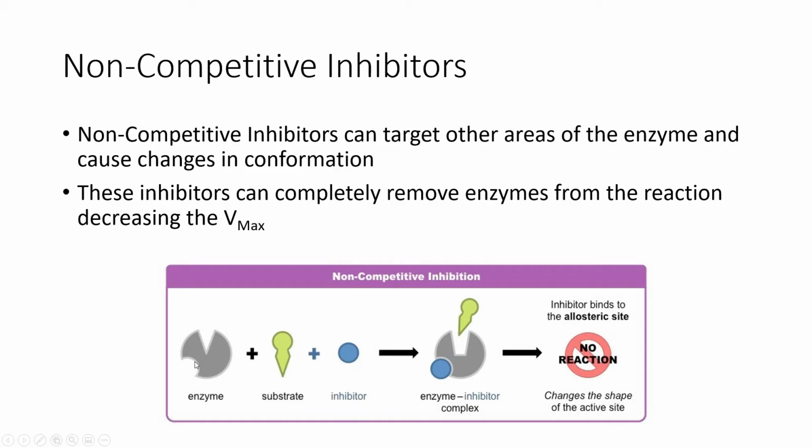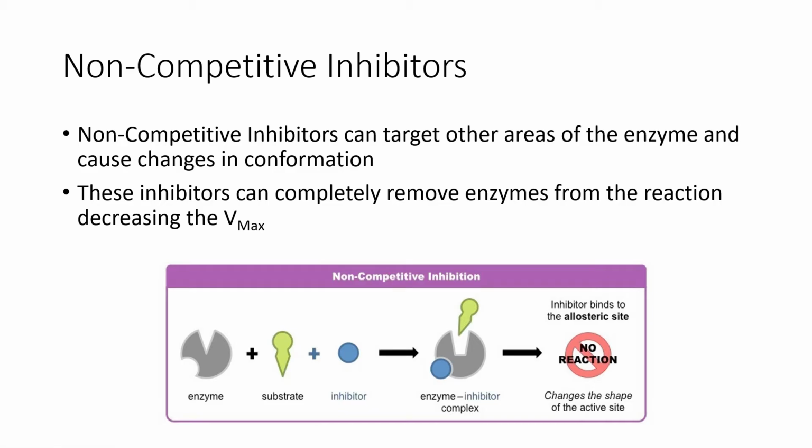However, this enzyme also has another site that fits our inhibitor perfectly. And if this inhibitor binds to this circular area, it may change the active site to the point that our substrate can no longer bind. So you can think that if this inhibitor binds and changes the enzyme, then this completely removes the enzyme out of the entire reaction.